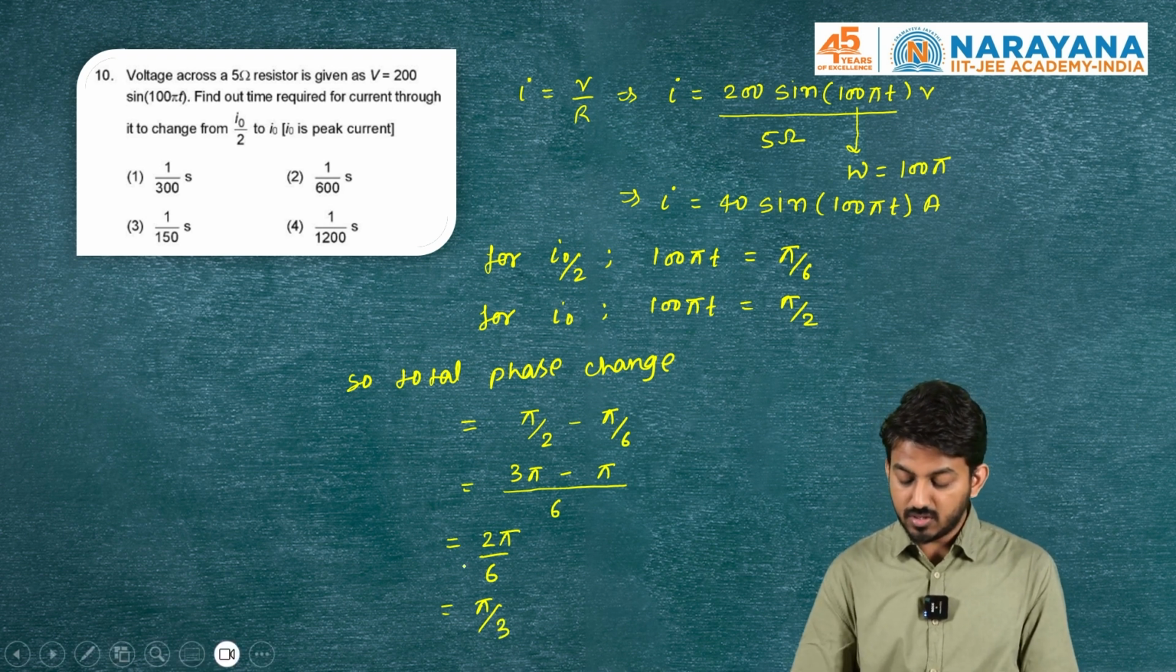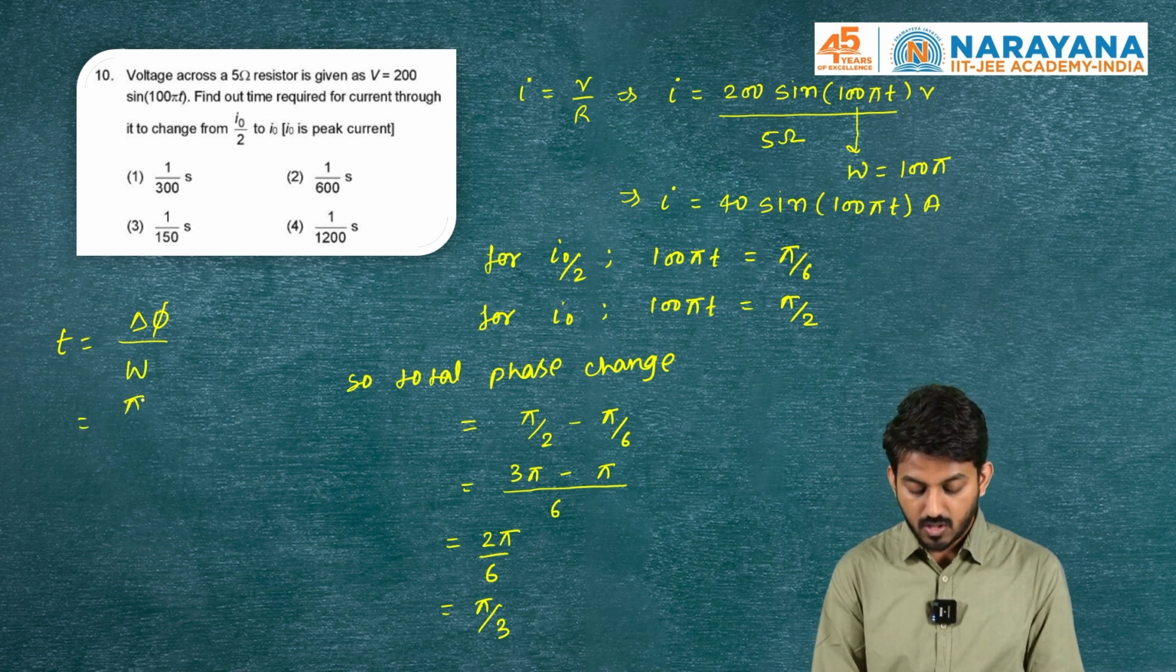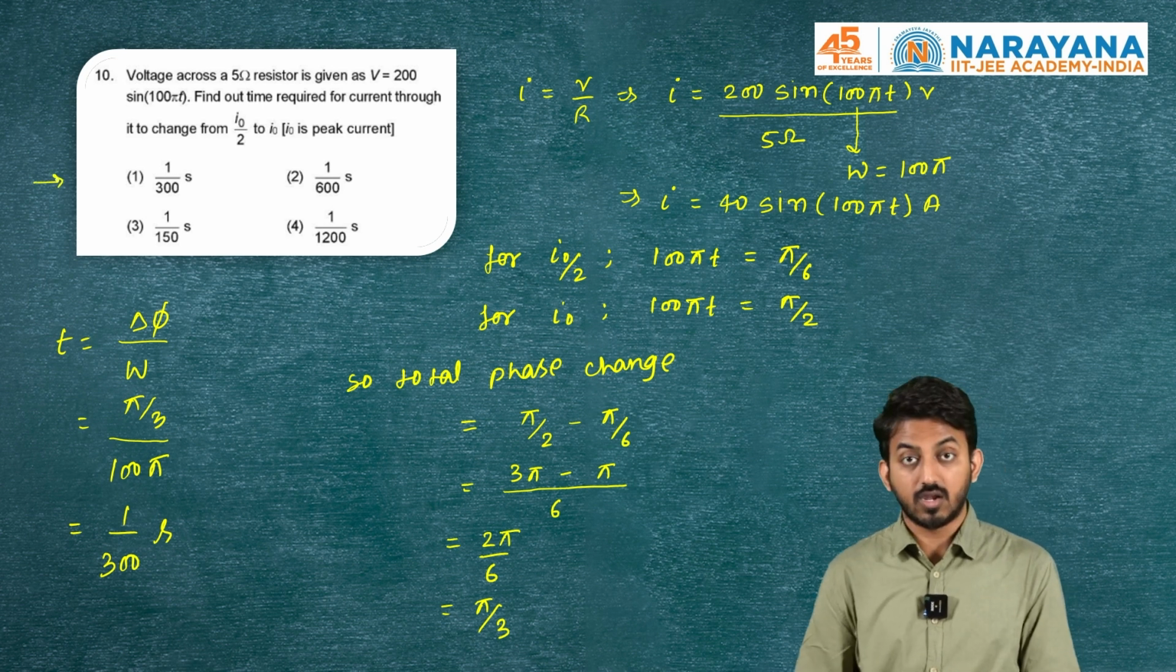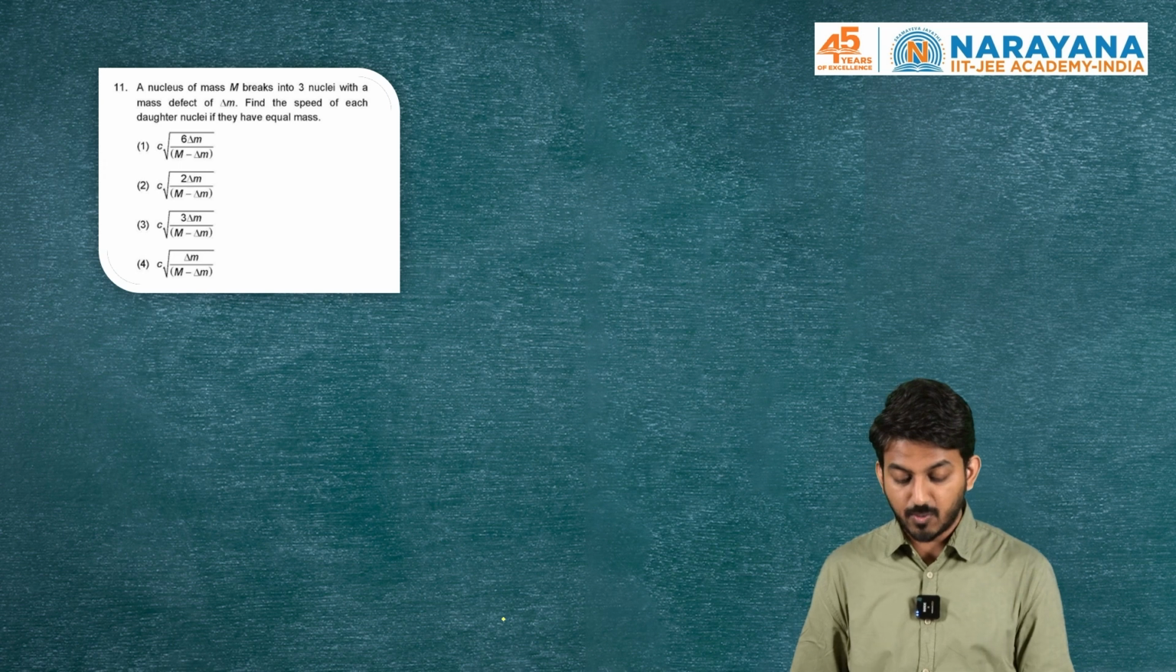Now, for the phasor to turn by pi by 3, time is going to be equal to delta phi divided by omega. So pi by 3 divided by omega, which is 100 pi, giving us time as 1 over 300 seconds. So option 1 is the correct answer. Moving on, look at this question.